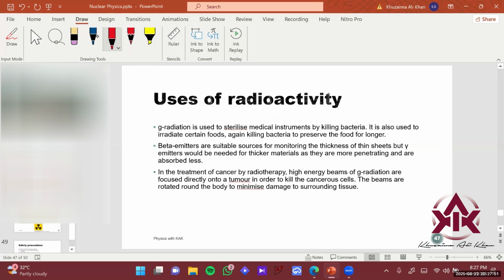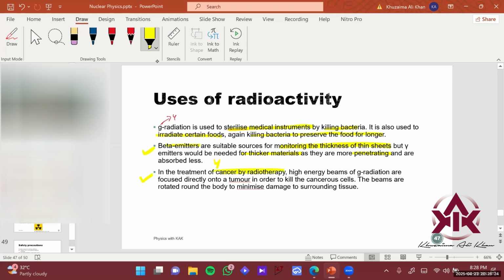So this is basically gamma. This is gamma, right? So gamma radiation is used to sterilize medical instruments by killing bacteria. It is also used to irradiate certain foods, killing bacteria to preserve food or lumber, right? Then we have beta emitters. They are suitable for monitoring the thickness of thin sheets. Okay? And gamma can be used to basically find cracks or, let's say, observe thicker materials because it has more penetrating power, right?